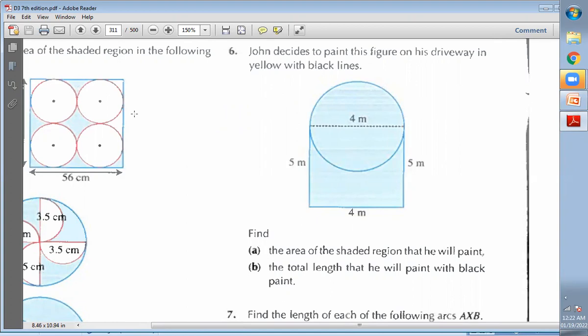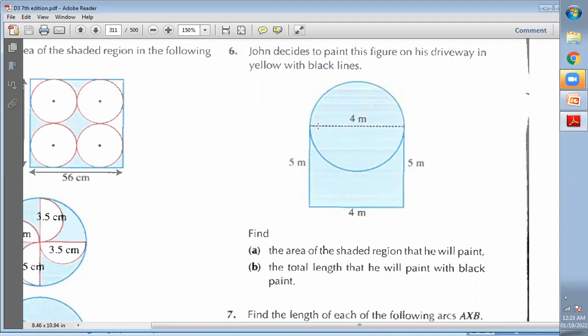So first of all, the area. Find the area of this rectangle: the length is 4 and the width is 5 meters, so it will be length into width. And then find the area of this semicircle. Its diameter is 4 meters, so its radius will be 2 meters. So A1 plus A2 will be the area which is painted yellow.